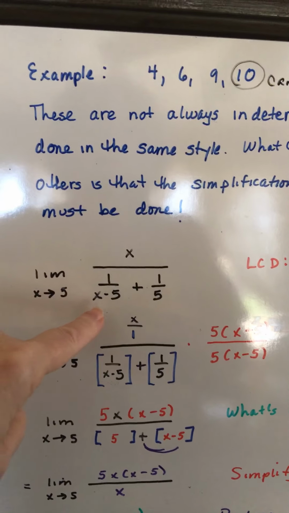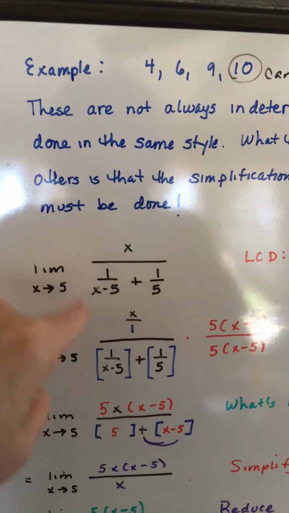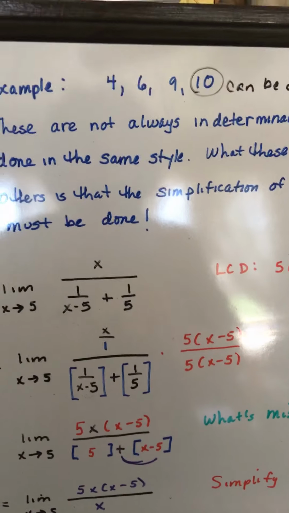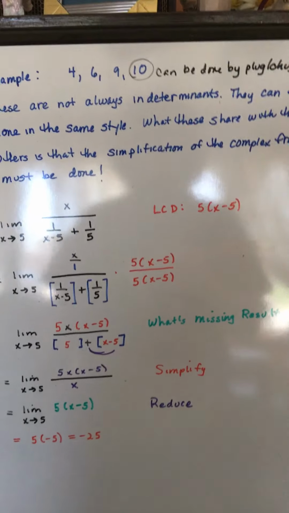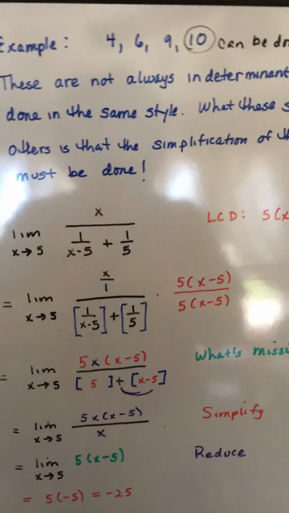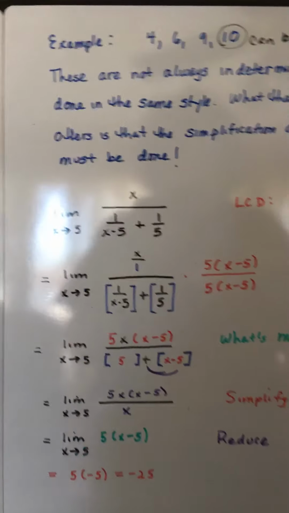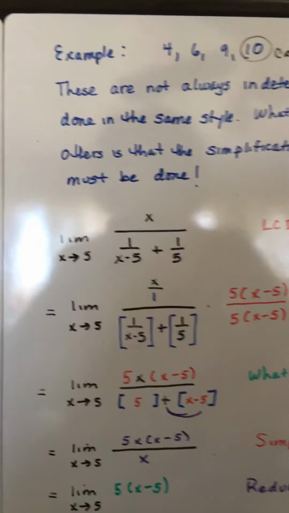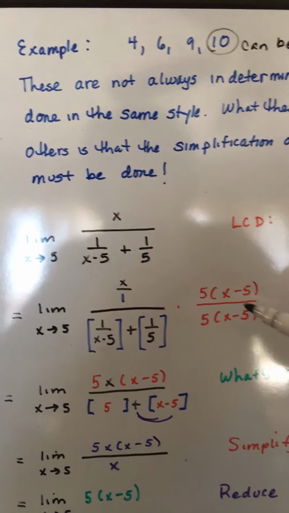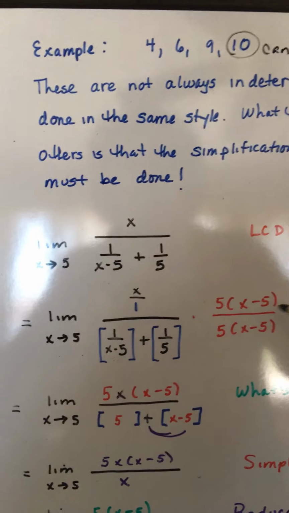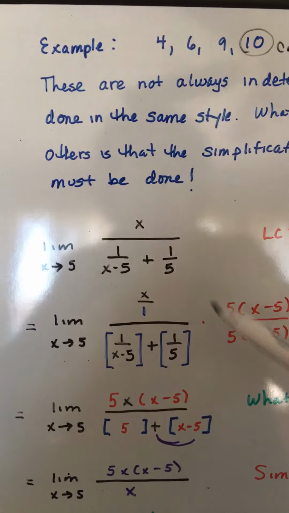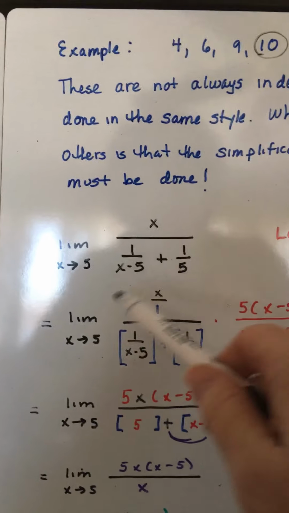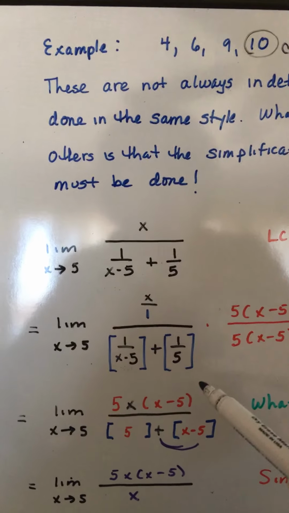But in this one, when I plug in the 5, do you see it's 1 over 0? I can't do 1 over 0. Don't know how to divide by 0. So I'm going to do this one, at least simplify it, so I can get rid of that 1 over 0. And so my common denominator is this. So just pretend like this is the original problem. And so I have my square brackets in.